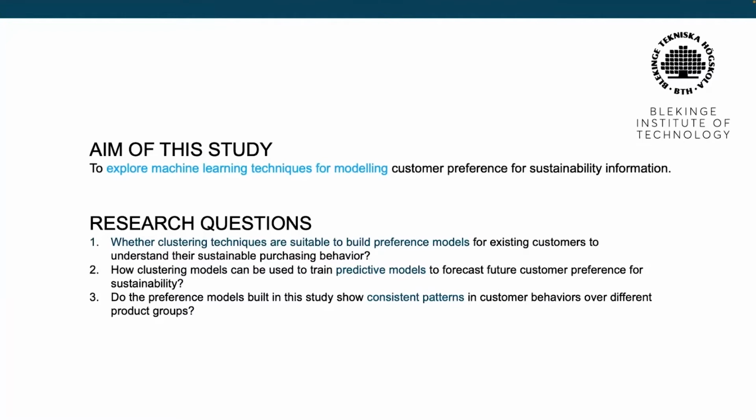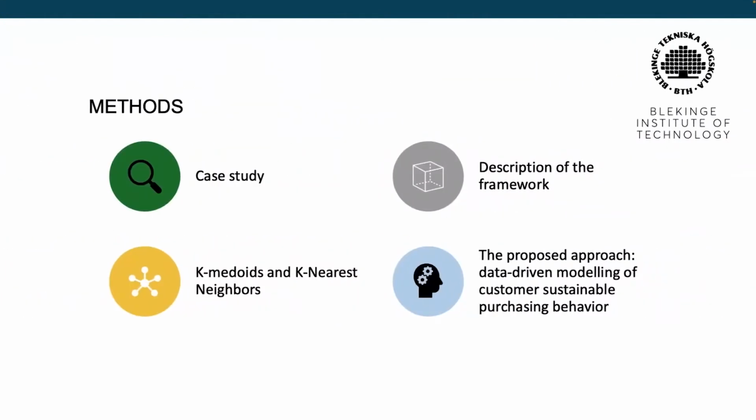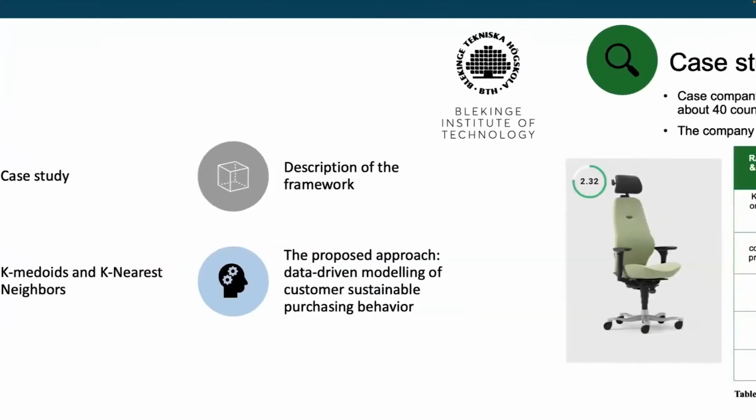I'm going to report results from a small study that aims to explore machine learning techniques, specifically clustering techniques, for modeling such preference models for sustainability information and customer behavior. So we try to explore what clustering techniques can be used to build preference models, like I've illustrated, and maybe build a predictive model to predict what customers actually want. And also there are other interesting findings. So these are the methods covered in this study: case study, description of the framework.